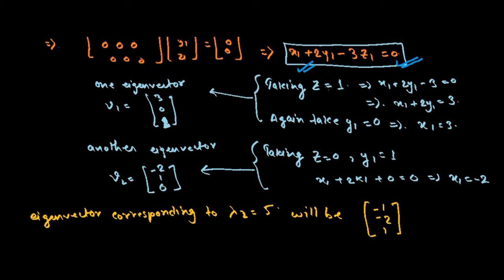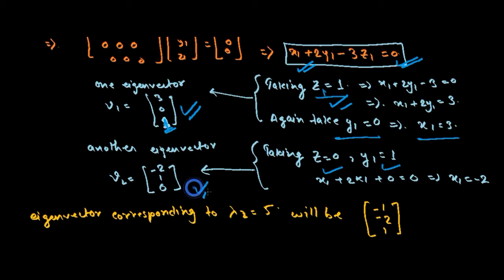So I have taken z1 equals 1 and y1 equals 0, and we got x1 equals 3. So corresponding to these assumptions, I'm getting this 1 eigenvector. So this is v1 here.